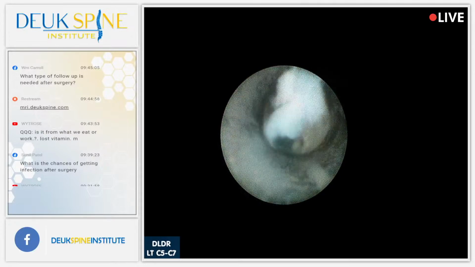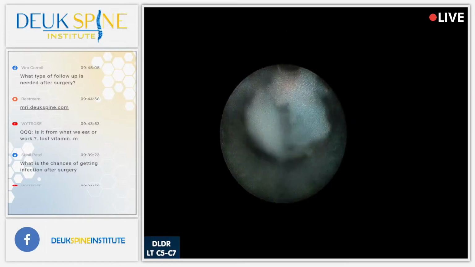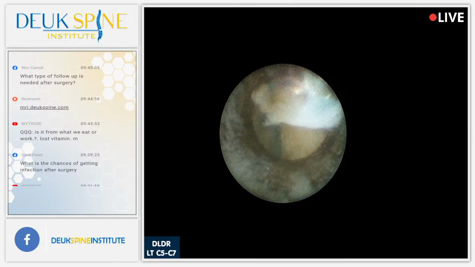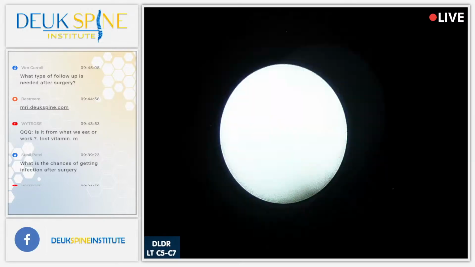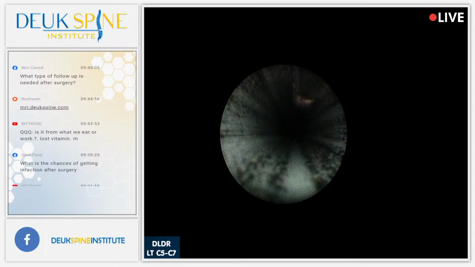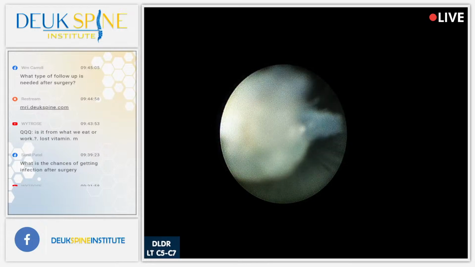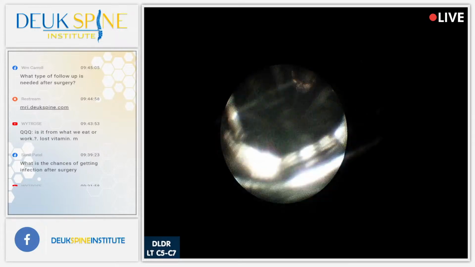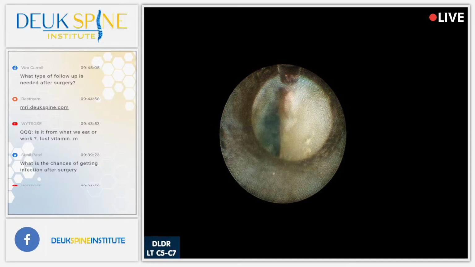I just want to finish this. Just a few more little pieces here. That's why you have to be very thorough. This is a scarred up piece of herniation. That one there. That's it right there. Done. I don't see anything more.